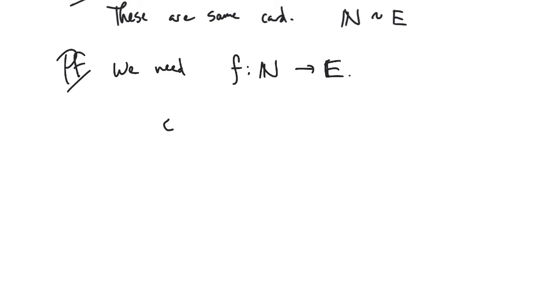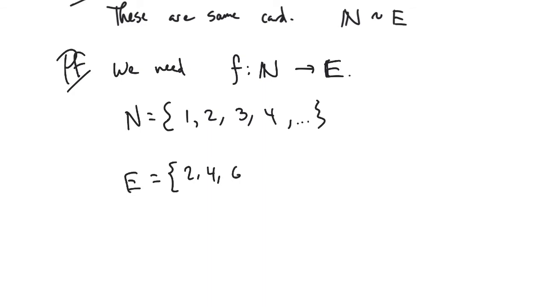So maybe it would help to write our set this way: 1, 2, 3, 4, etc. And then E is 2, 4, 6, 8, etc. And we want our function to go sort of this way, right? You plug in one of those n's, and you get out an even number.